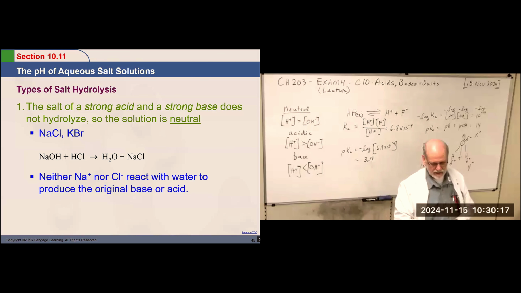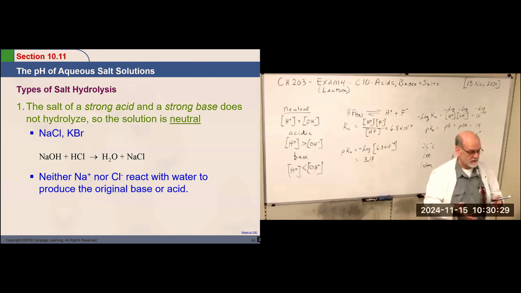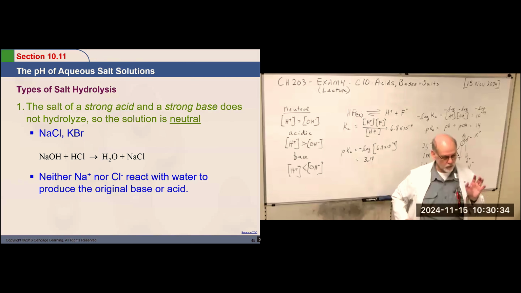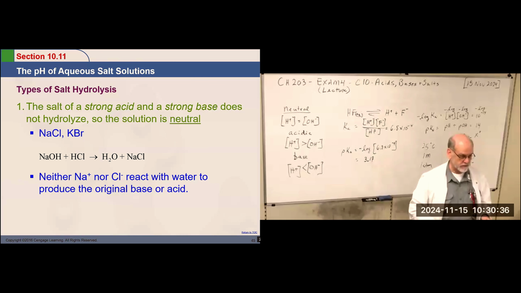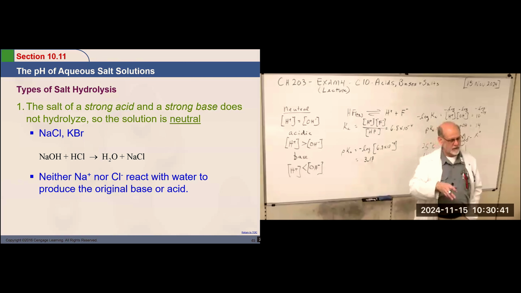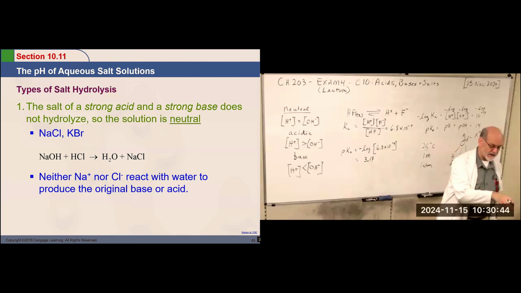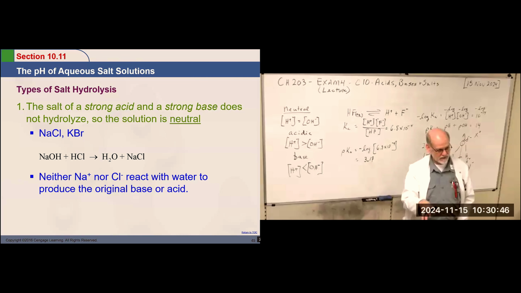Okay. Now, if you want to determine whether the solution is neutral, acid, or basic in qualitative terms, then all you need to know is what's the origin of each, the cation and the anion. I'm going to give you the rule of thumb first and then the chemistry afterwards. The rule of thumb is if the salt is derived from a reaction of a strong base and a strong acid, your solution will be neutral.